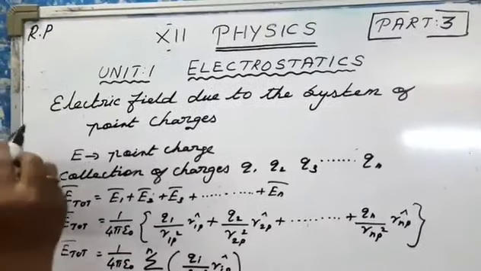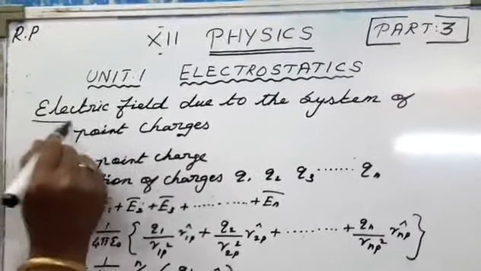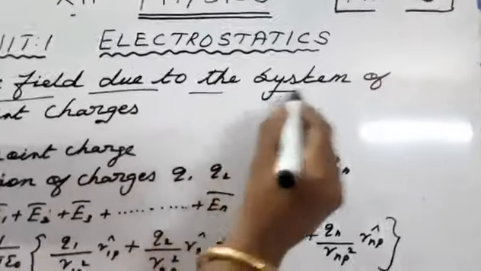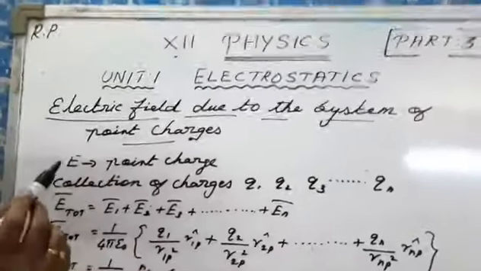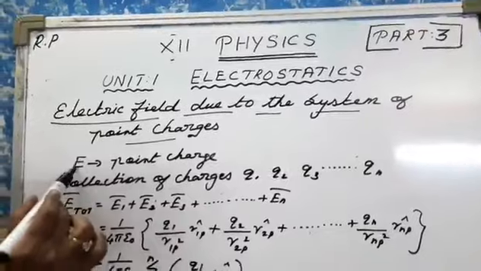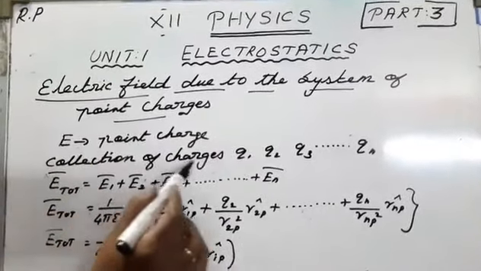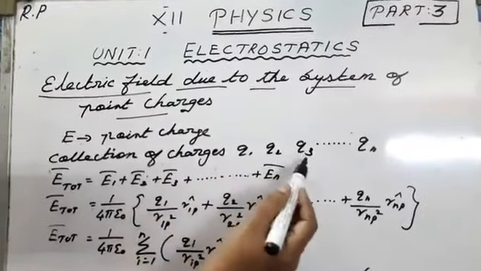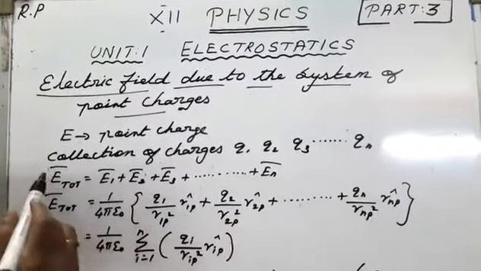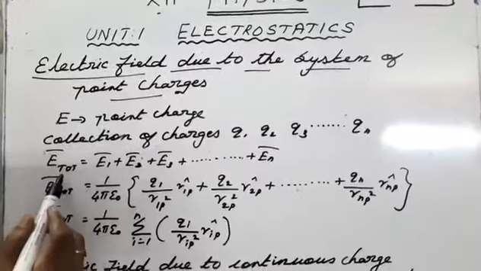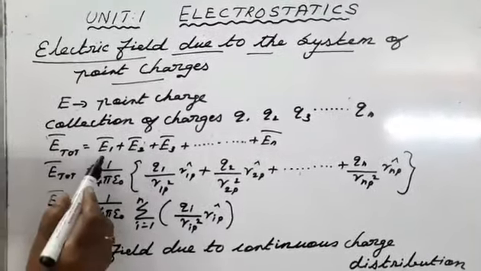Hello students, in this video we will discuss the electric field due to a system of point charges. If it is a single point charge, we directly calculate the electric field. A collection of charges is given, like Q1, Q2, Q3 and so on up to Qn. Therefore, we have to calculate the total electric field.